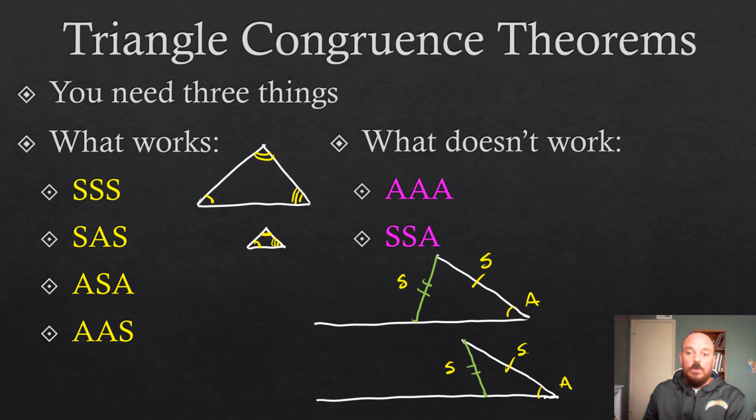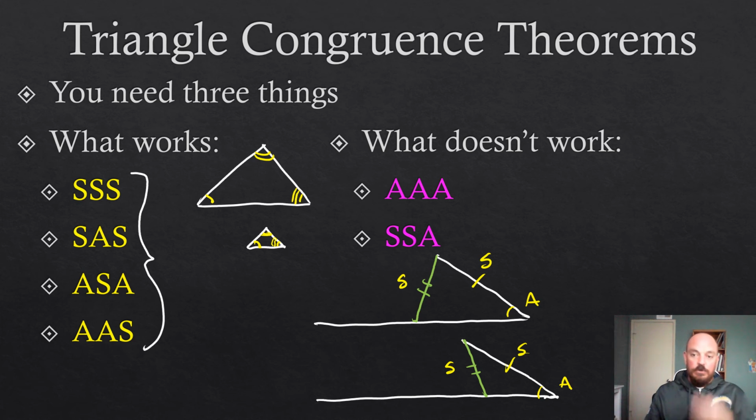Any of the other ones do work. If you have SAS, I can't draw a counterexample. It works every time. If you have ASA, same thing. I can't make up a counterexample for ASA because it works every time. So if you're trying to prove 2 triangles are congruent, you always need 3 things, and you're trying to fit any one of these patterns. Get all 3 sides, get 2 sides and the angle between, get 2 angles and the side in between, get 2 angles and the side next to them. Any of that works, it's fine. But not the other 2.